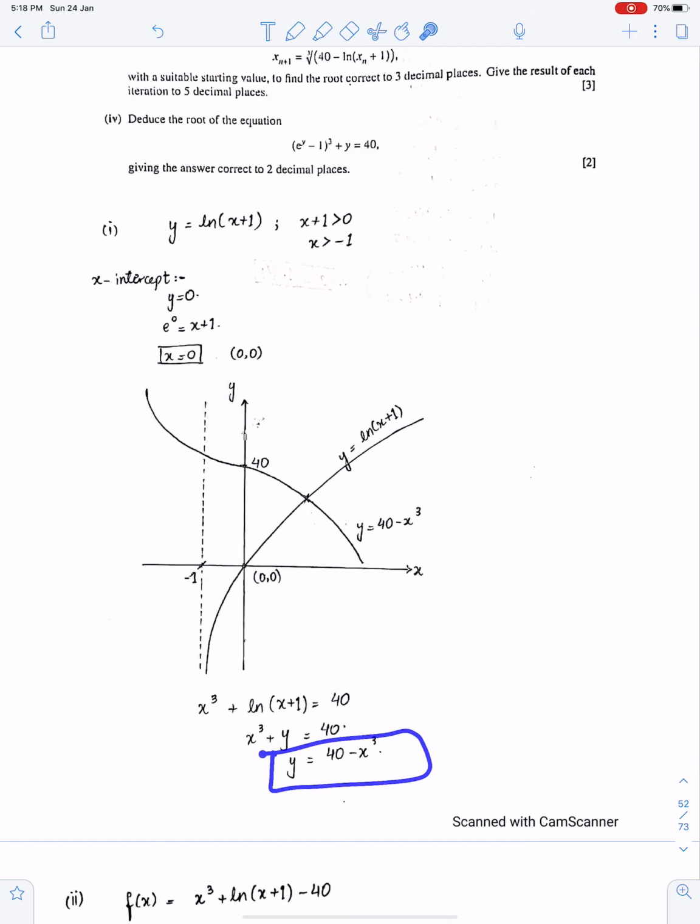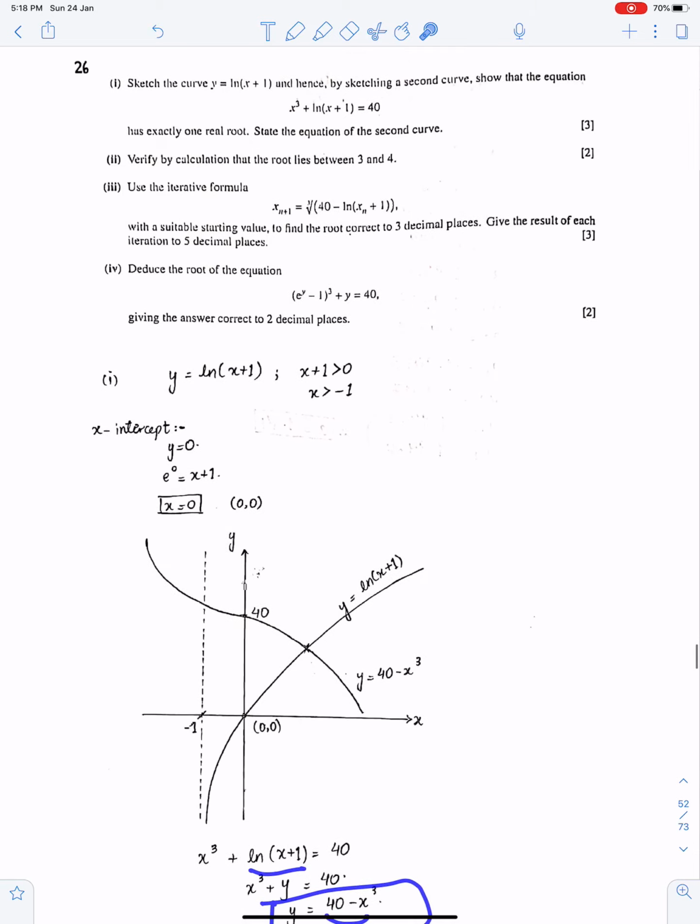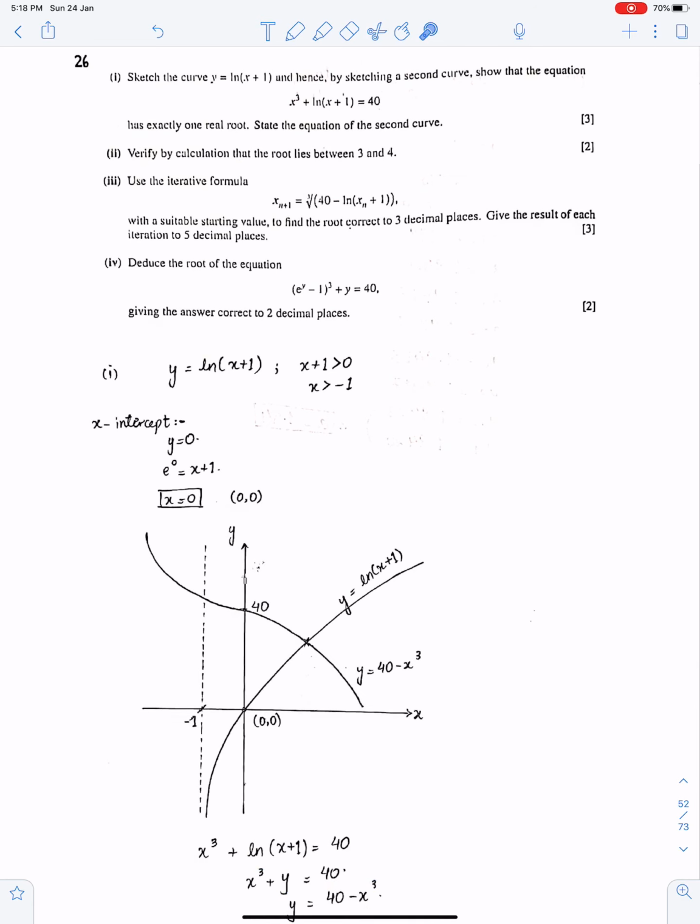So we have two equations, 40 minus x cube and then ln x plus 1. So this is ln x plus 1. I have discussed in detail in my lecture 1 how to sketch the ln function. Since ln is always defined for positive numbers, by equating this function greater than 0, we have this domain. That is why this ln has an asymptote at minus 1.